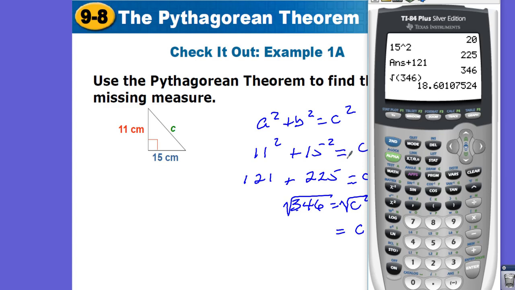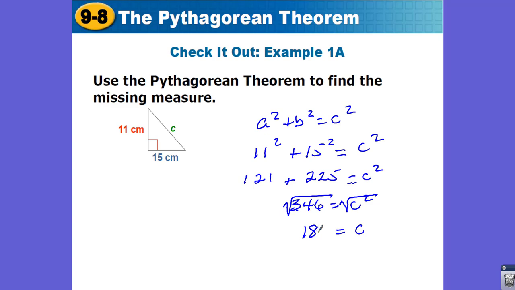Now what I'm going to want you to do on this assignment is round to the nearest tenth. So we've got this number right here, in the hundreds place. I use it to determine what to do with the 6. This 0 is not big enough to do anything, so it's just 18.6, and it's going to be 18.6 centimeters. So that's how we answer a Pythagorean theorem problem if the hypotenuse is missing.